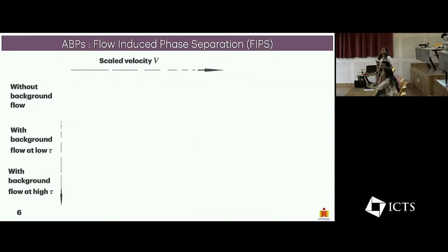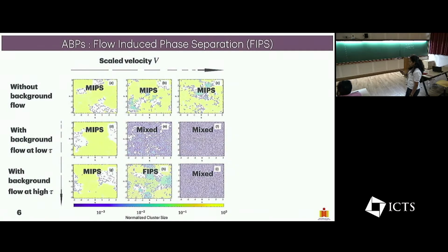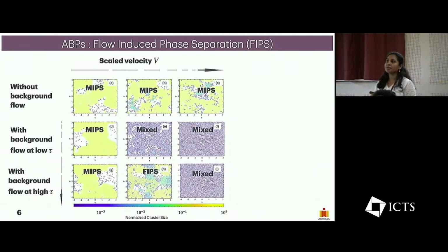Now I vary the different scaled velocities. Without background flow, with different scaled velocities they form some kind of clustering, and it is due to motility, commonly known as MIPS. But as I introduce the background flow, I observe that at low tau value it is either showing MIPS or a mixed region, there is no clustering at all. But as I increase to a high tau value, I see three different kinds of phases: MIPS for larger scaled velocity, FIPS for moderate scaled velocity, and MIX for very low scaled velocity.